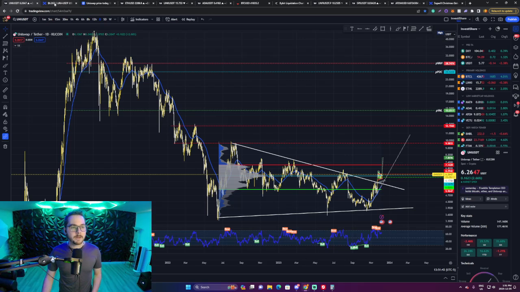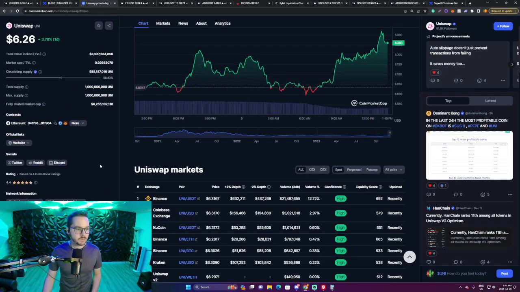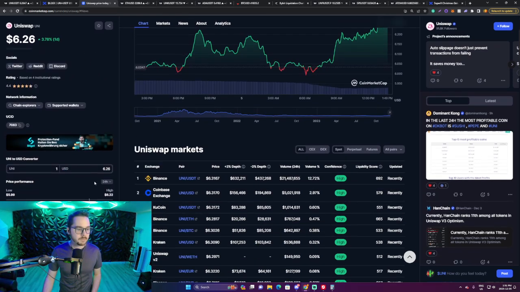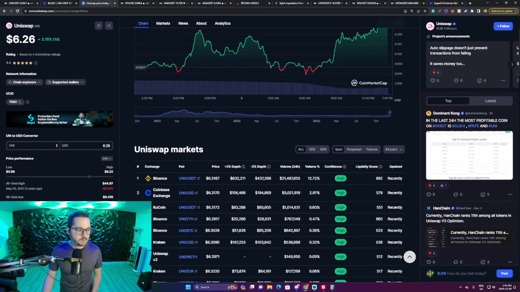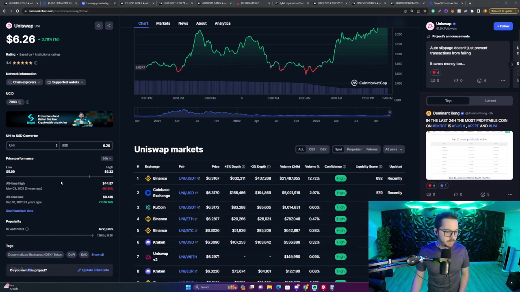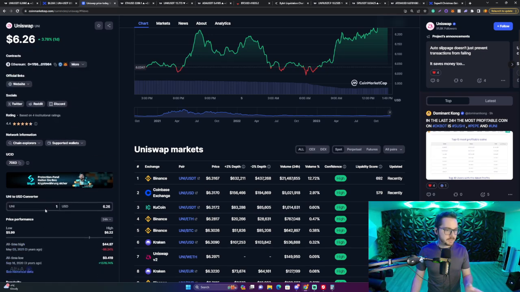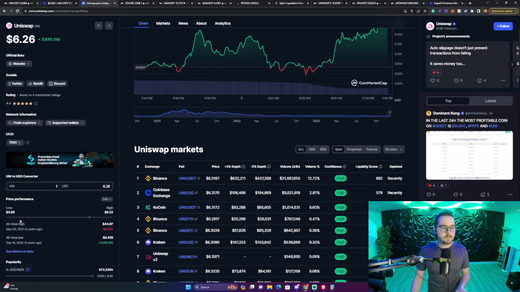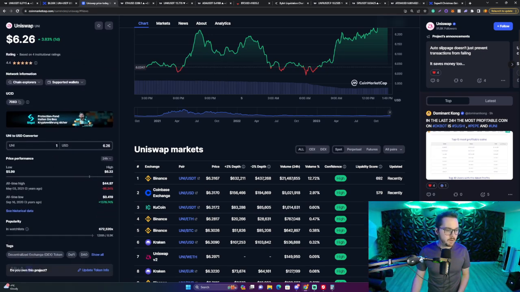So let's go to CoinMarketCap and see what the price was when the all-time high was. After you search up the asset on the left-hand side, you can see when the all-time high was. Let me just move my camera, my face is probably in the way. All right, cool. So it was May 3rd, 2021. The price was $44.97 on the average exchange.